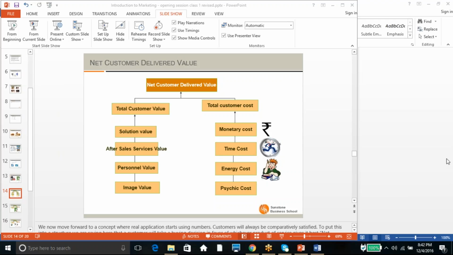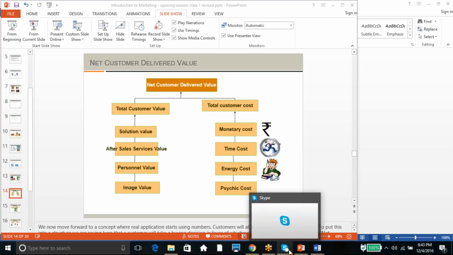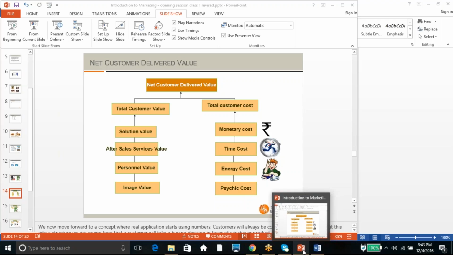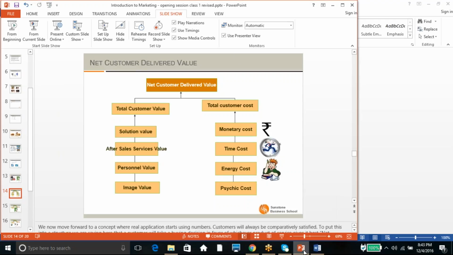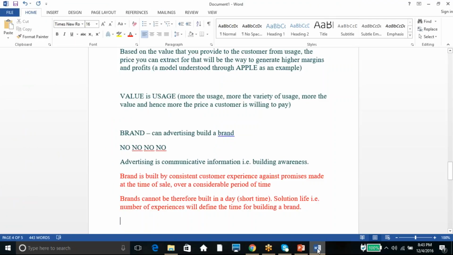Okay, coming back to the NCDV model. If you see here, there's a net customer delivered value which is broken up into 8 factors: 4 factors in the value part and 4 factors in the cost part. So what will net customer delivered value be as a formula?